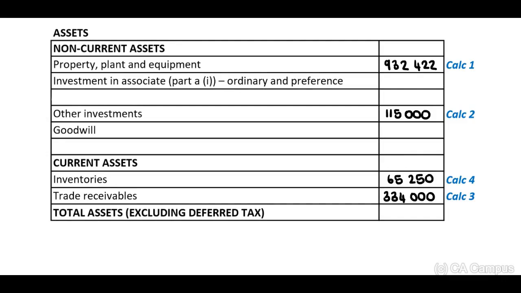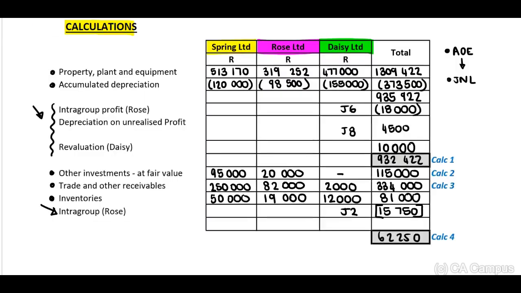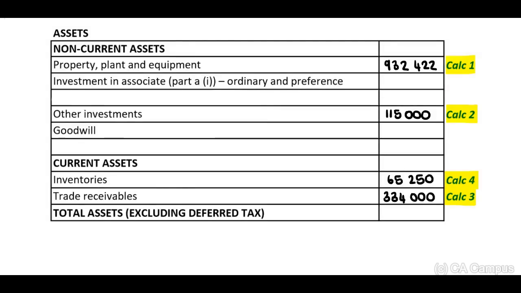I've transferred our calculations to my template. Now, remember, you need to indicate to your marker where you calculated these amounts. Therefore, I've included calculation 1, 2, 3, and 4. And on my calculations page, my marker will be able to identify calculation 1, 2, 3, and 4. Now, when you look at my template, remember, we have an investment in our associate. Therefore, we need to include this.